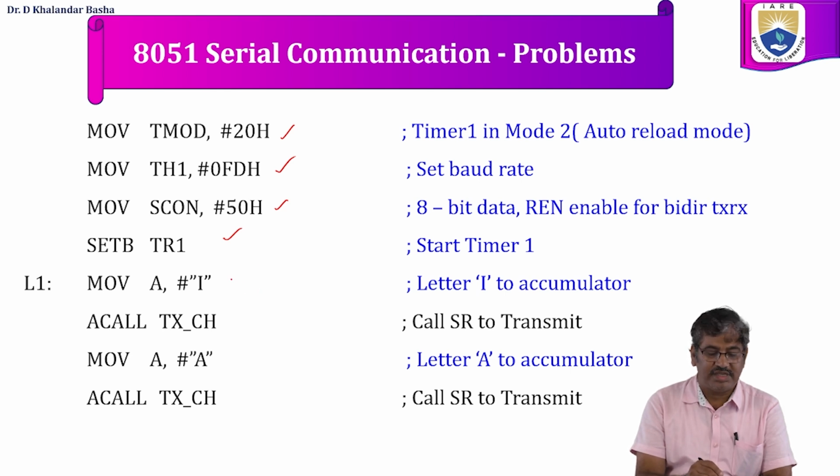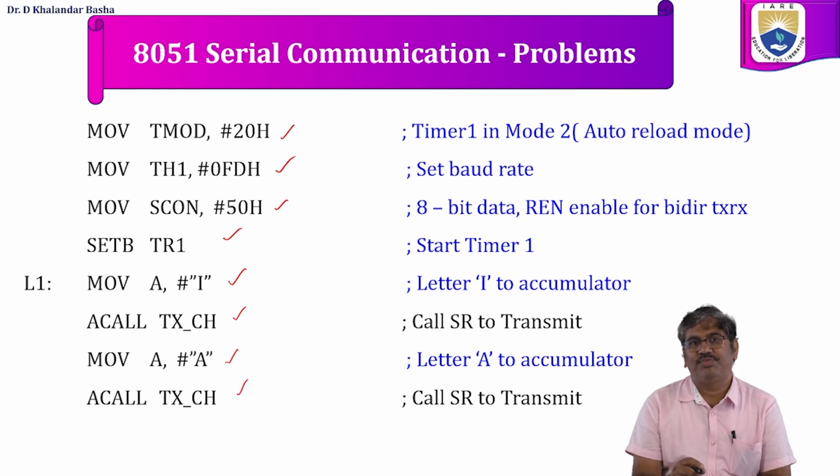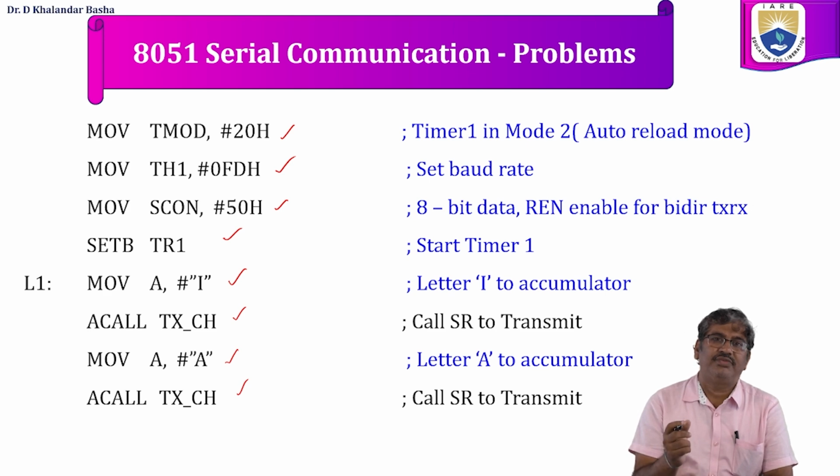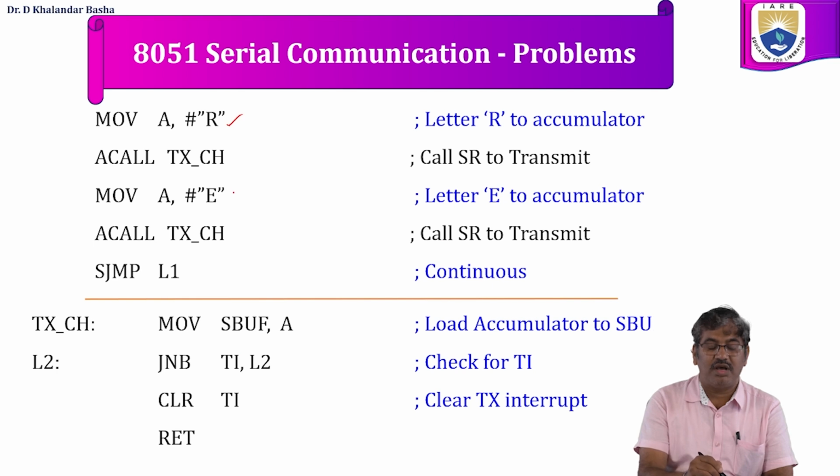The first character we want to send is I, so that will be loaded into the accumulator. Then we call the function to transmit the character. After returning from the subroutine, we move the character A into the accumulator and call again. This TX_CH is a subroutine where we wrote a function for how to transmit the data. Every time we load the character to be sent into the accumulator, from there the data will be transmitted serially. So I, A, next one is R and E.